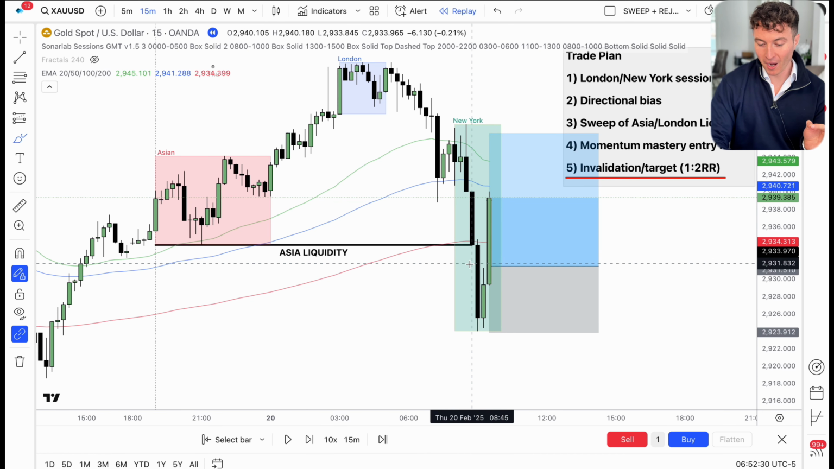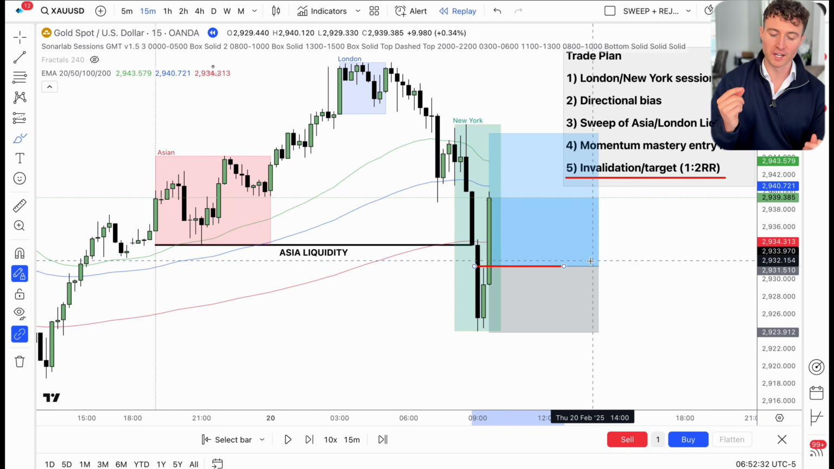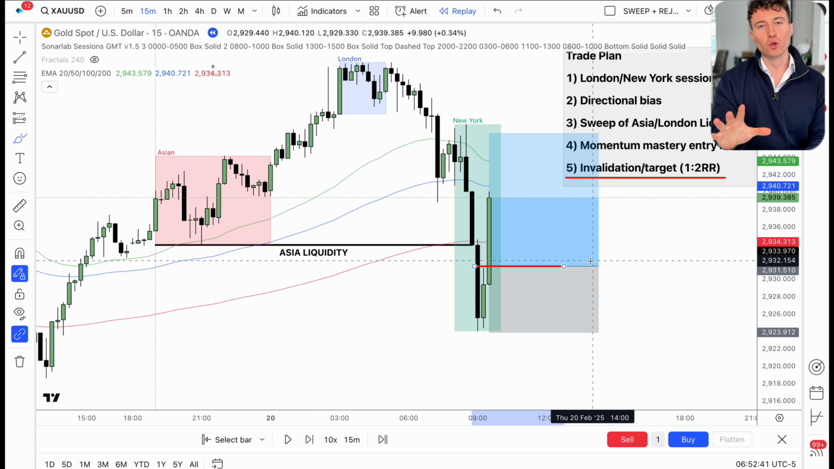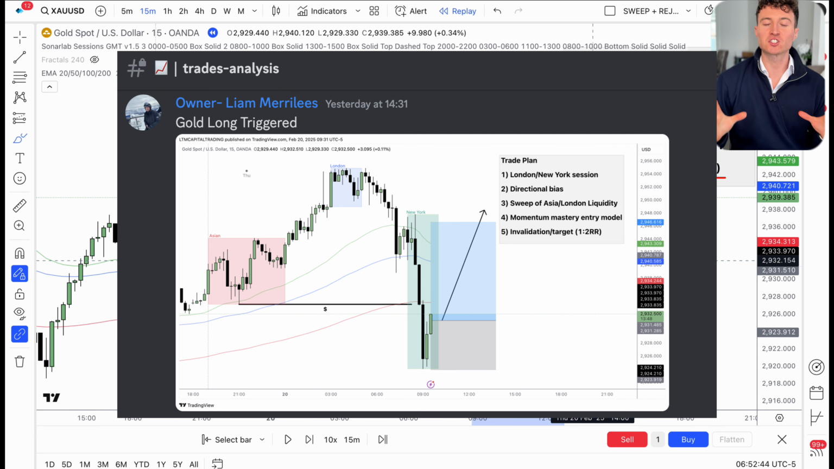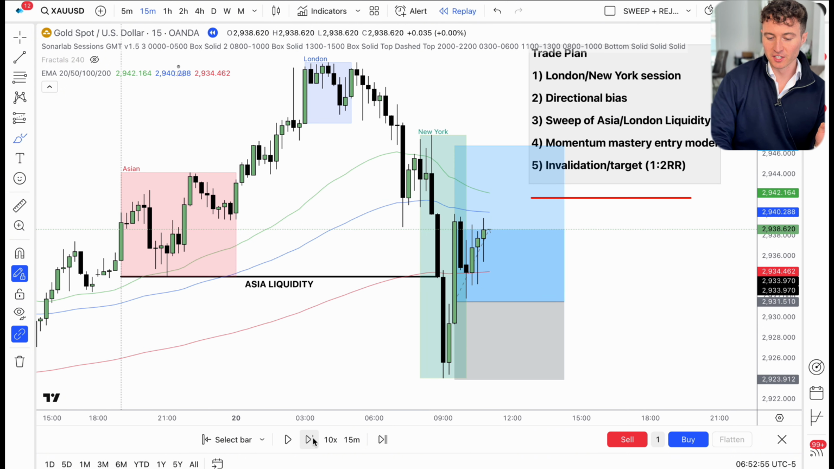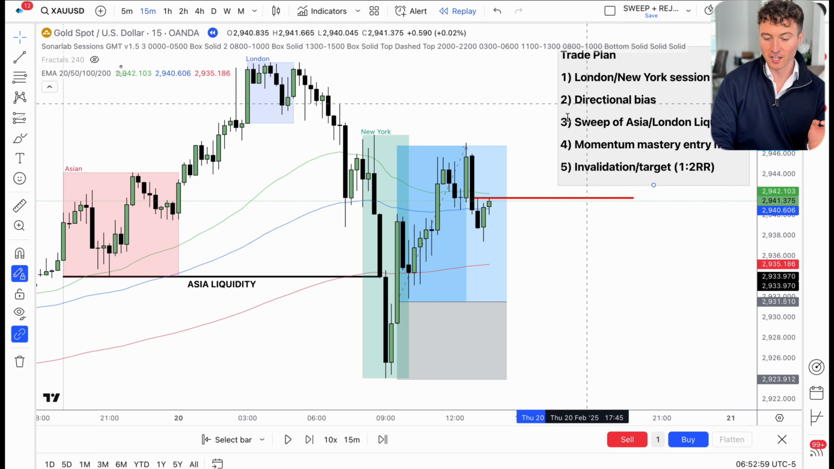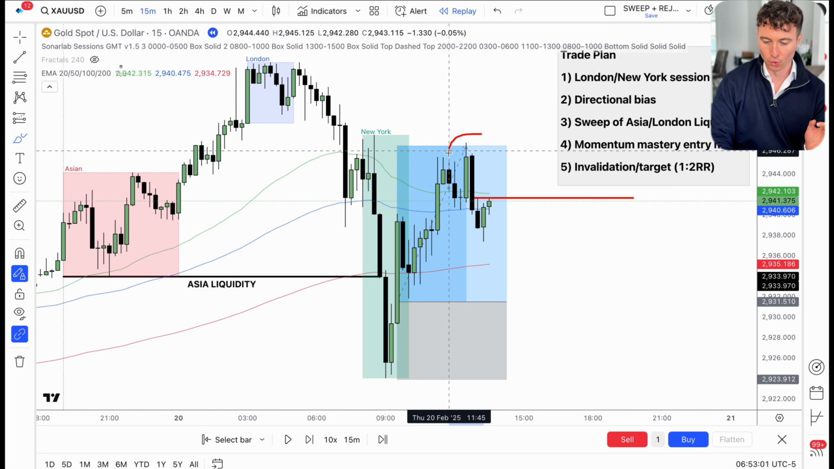You can see our buy stop was triggered and we are triggered long in this trade. Let me just share with you execution proof on the screen right now. And let me also show you the analysis that was sent to the exclusive community. And you can see during the after hours of the New York session, this trade did hit take profit for a 1 to 2 risk to reward.